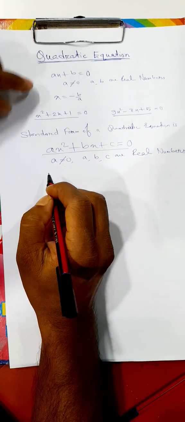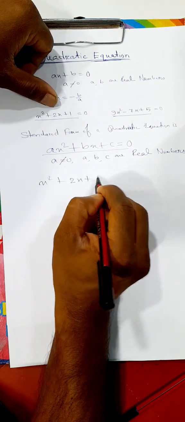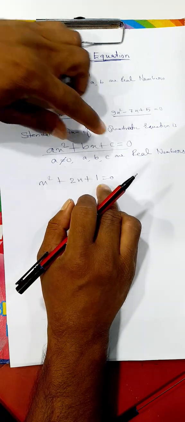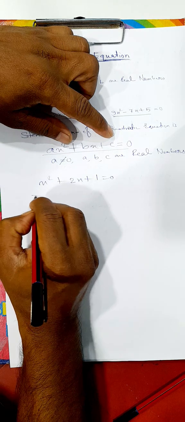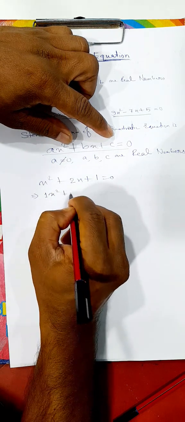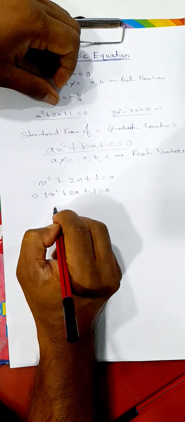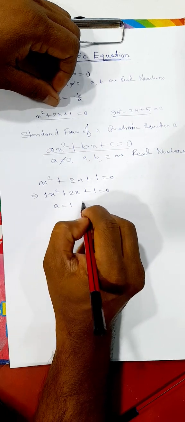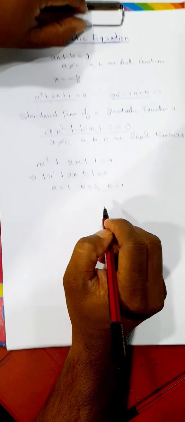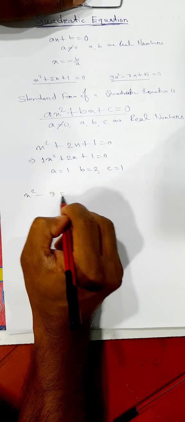Now think about this equation: x square plus twice of x plus 1 equal to 0. If you compare this equation with standard form, you can write it as 1 x square plus 2 into x plus 1 equal to 0. Here a equal to 1, b equal to 2, c equal to 1.